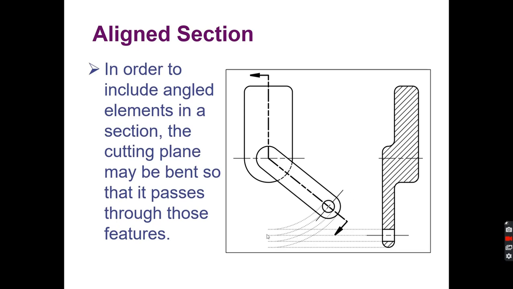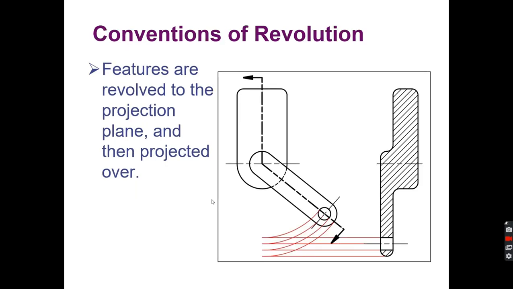We take and we rotate this around, so it looks like this, but notice our section view looks as if this were straight. We usually do the same thing if we have holes. The features are revolved onto the projection plane and then projected over, just like we're showing here.